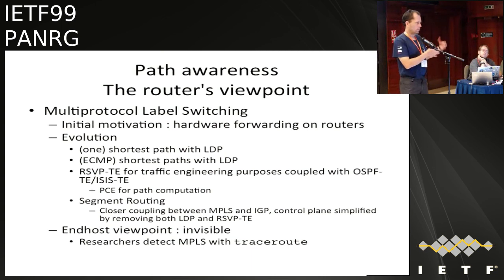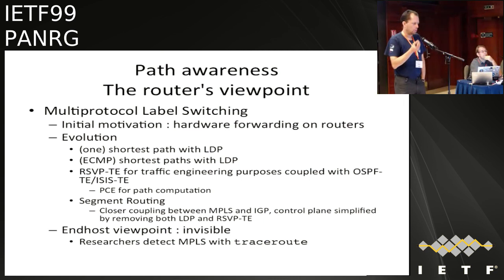And then there were requirements for traffic engineering, and with the requirements for traffic engineering, we brought up RSVP-TE with the link to OSPF-TE or ISIS-TE, so that you have a routing protocol that distributes information about the link characteristics, and you have a signaling protocol that allows to create paths between routers along the specified link and the chosen link. And the last evolution is segment routing.